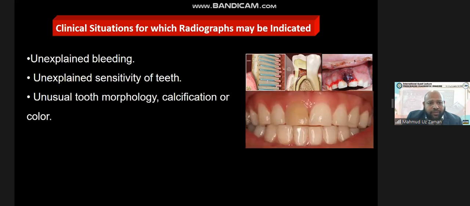Okay. And unusual tooth morphology, calcification, color, or dislocation. Maybe there is a history of trauma of this patient. Previous history, maybe 5 to 10 years ago. So there is a discoloration.